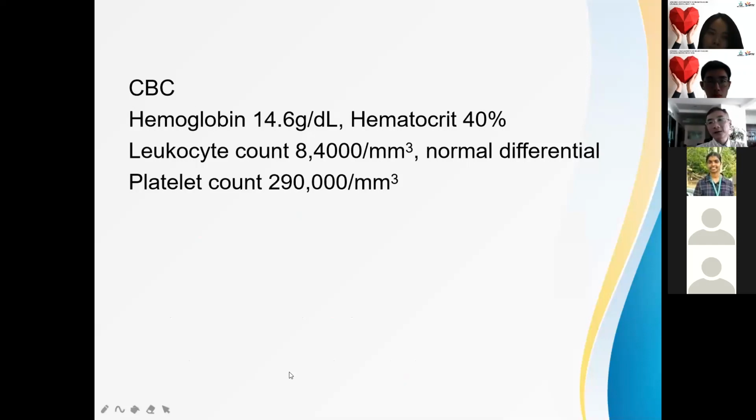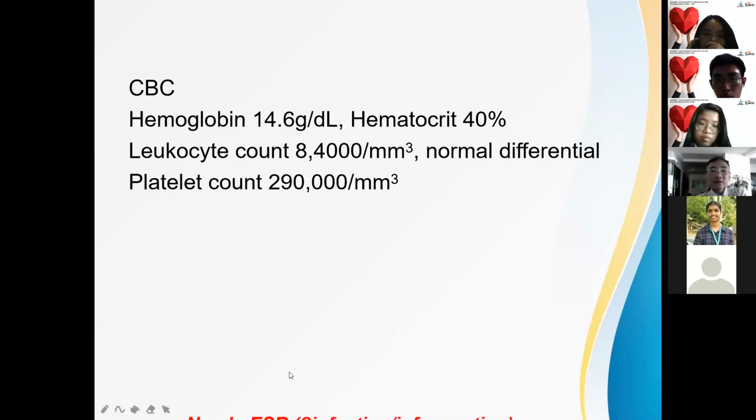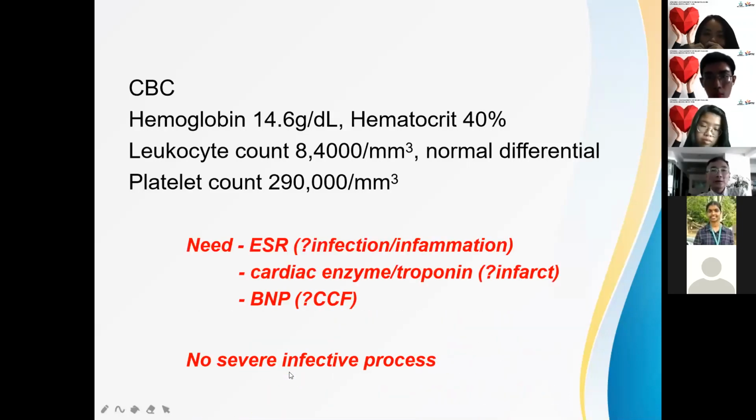Next, now investigation. We see the hemoglobin shows 16.4 grams per deciliter. The hematocrit is 40%. Leukocyte count is 8,400 per millicube with normal differential count. The platelet count is 290,000 per millicube. Okay, generally this is all normal, you see. But what else do you need?